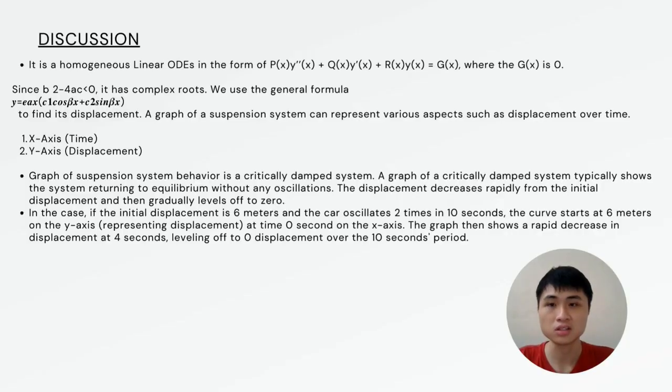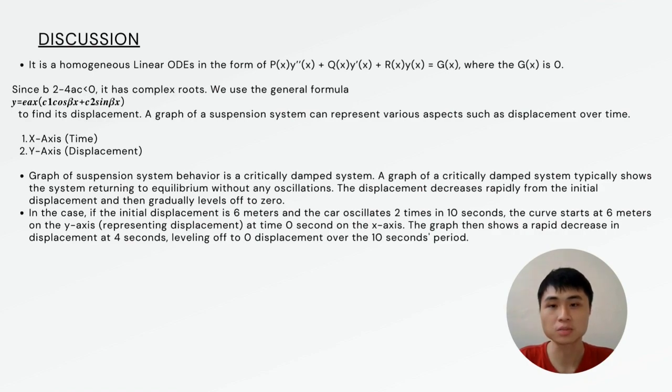Discussion A is a homogeneous linear ODE in the form of p(x)y'' + q(x)y' + r(x)y = g(x), where g(x) is 0. Since b squared minus 4ac is smaller than 0, it has complex roots. So we use the general formula y = e^(ax)(c1 cos βx + c2 sin βx) to find its displacement.